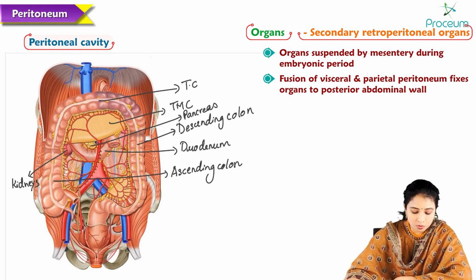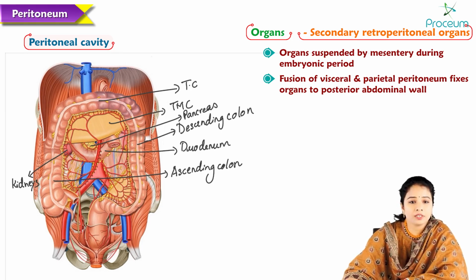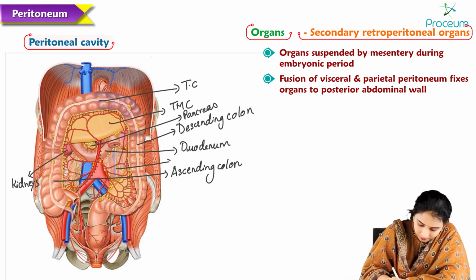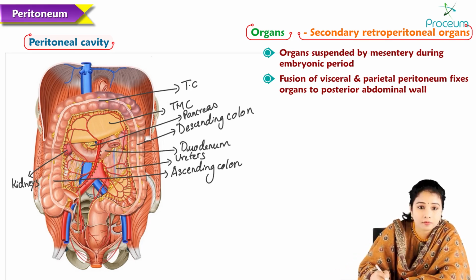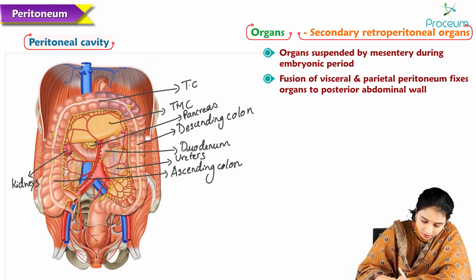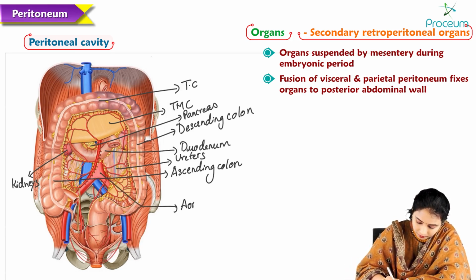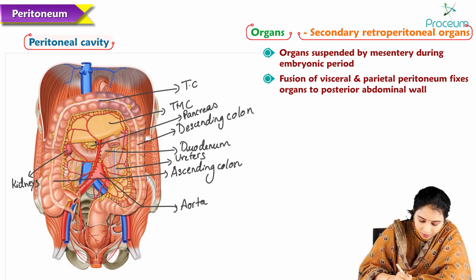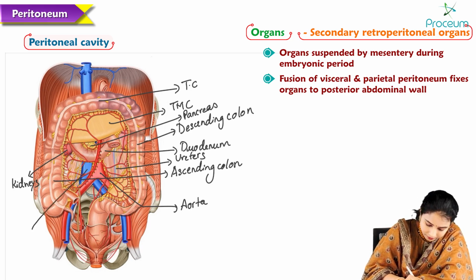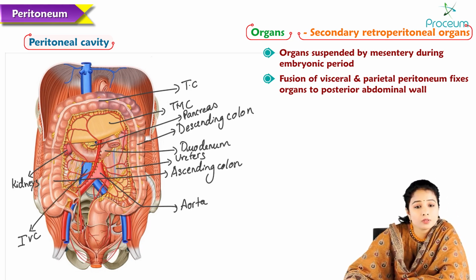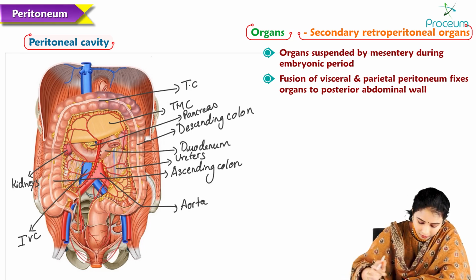Adrenal glands, that is the suprarenal glands which are above the kidneys. Ureters. Aorta, you can see the aorta. And along with the aorta, inferior vena cava. And also the lower part of the rectum and anal canal.